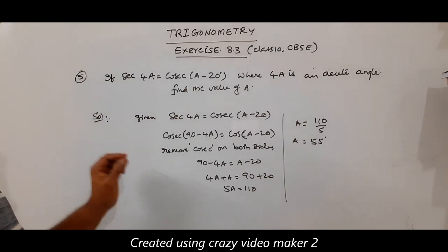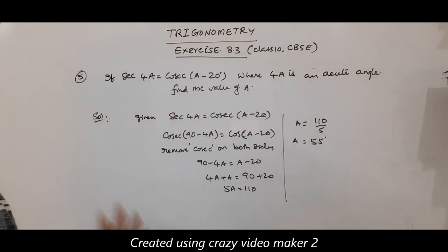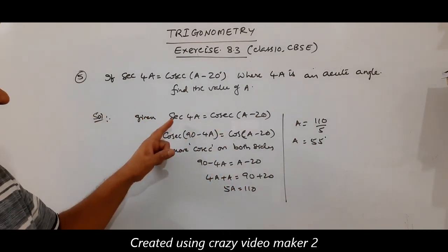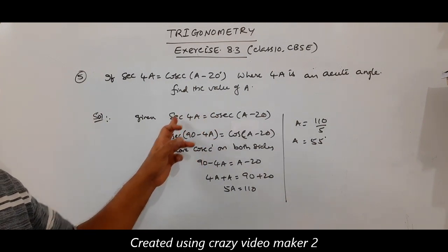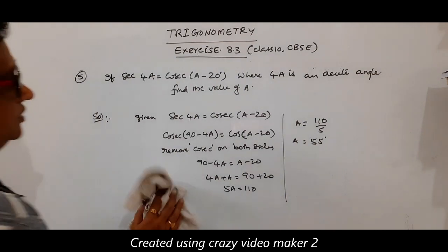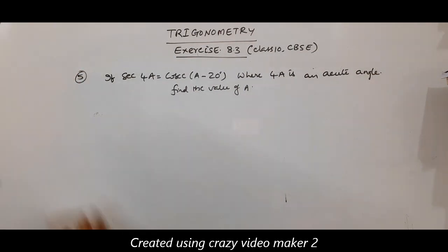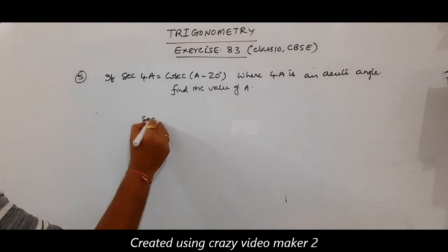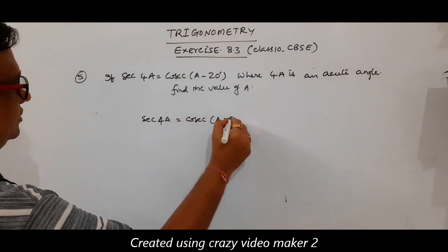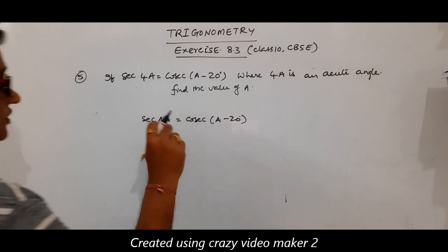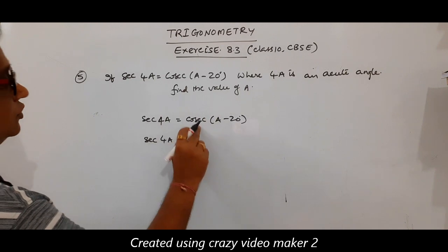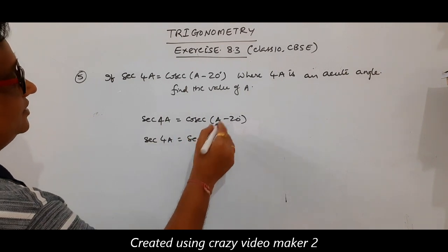But we must remember one thing, either this one or this one will be changed. Only one, don't change both at a time. So either secant converts into cosecant or cosecant converts into secant. Suppose I am going to change cosecant into secant. Secant 4a equal to cosecant a minus 20. See, cosecant theta you can write as secant 90 minus theta.